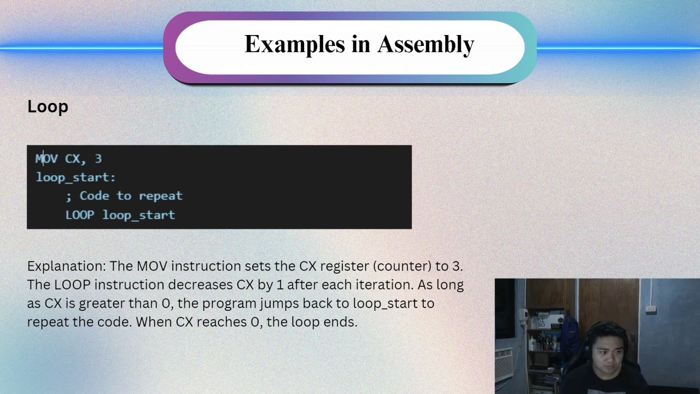Now we got loop. The MOV instruction sets the CX register counter to 3. The loop instruction decreases CX by 1 after each iteration as long as CX is greater than 0. The program jumps back to loop start to repeat the code, and when CX reaches 0, the loop ends.